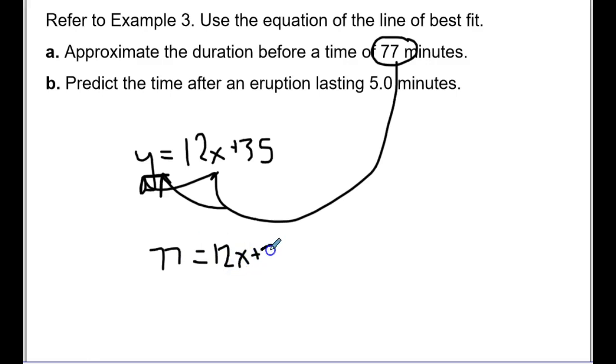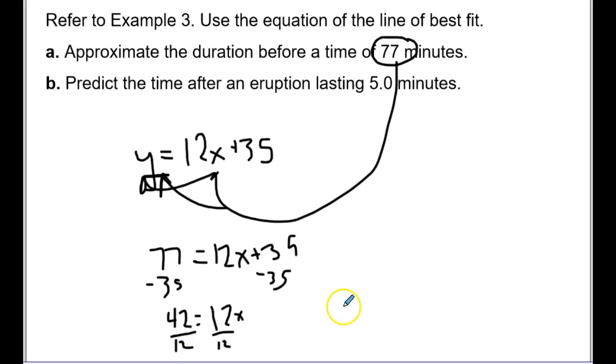So when I have this, now I can simply solve for that x value. I can do that by subtracting my 35 from both sides, which would give me 42 equals 12x. And then I can divide by 12 and divide by 12 and solve for my x value.